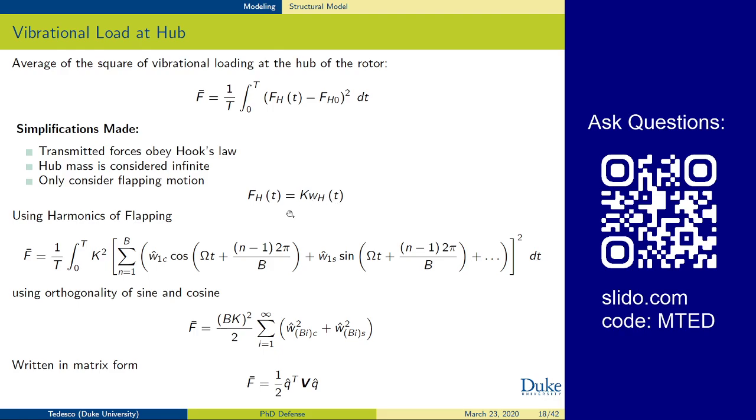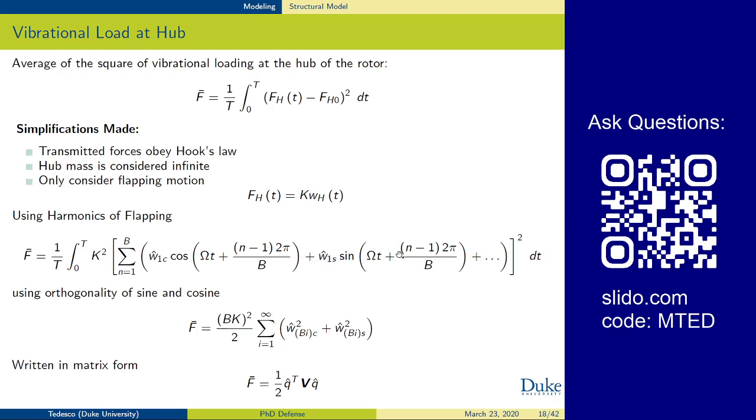With this, what we can do is write out this flapping motion at the hub as a function of time with the harmonics, similar to how we turned q into q hat. And after moving stuff around a little bit, you'll get that the vibrational integral will take this form. The big thing to point out here is this sigma sum. This is because every blade is contributing to the vibrational forces at the hub at every time. It's not one blade, it's B blades. And so you have a harmonic for every single one of those blades contributing.